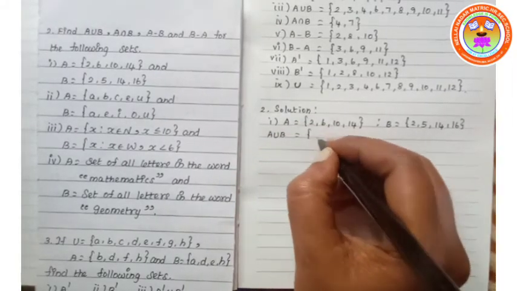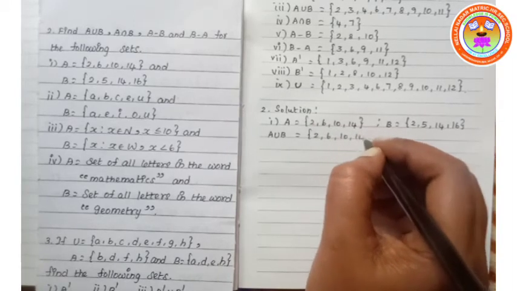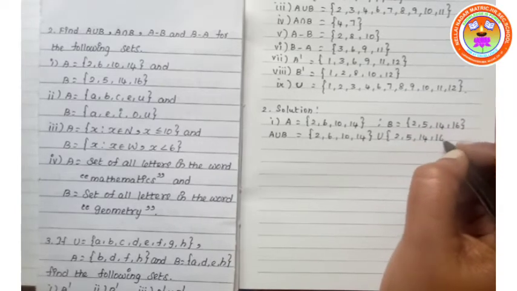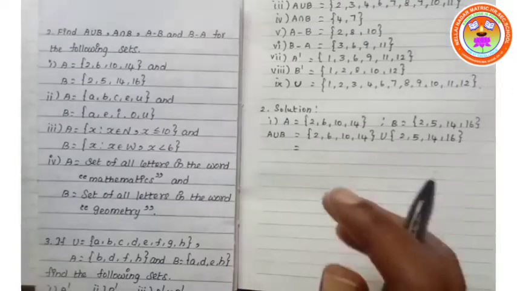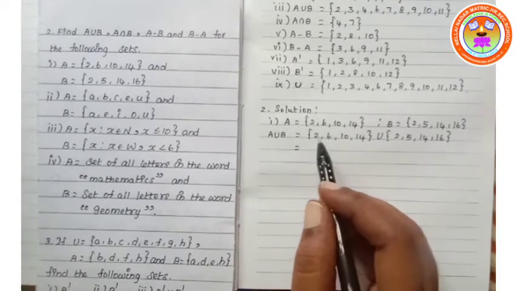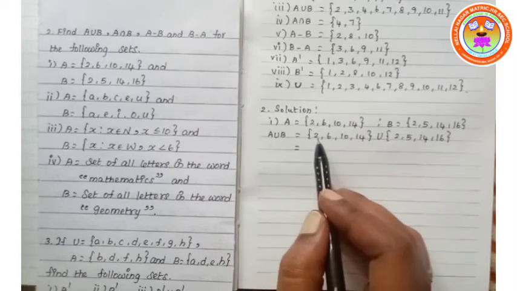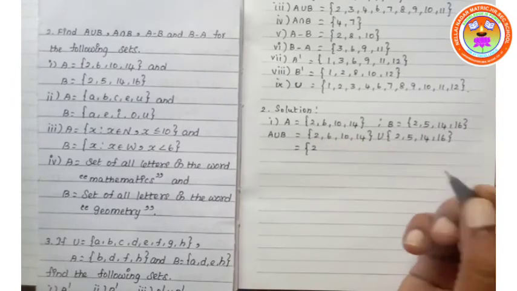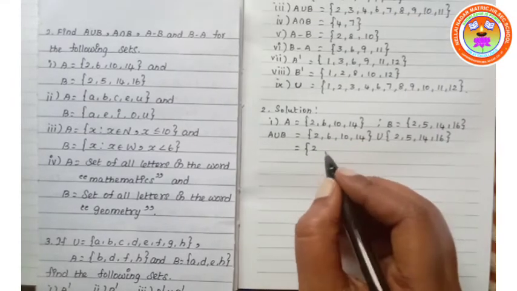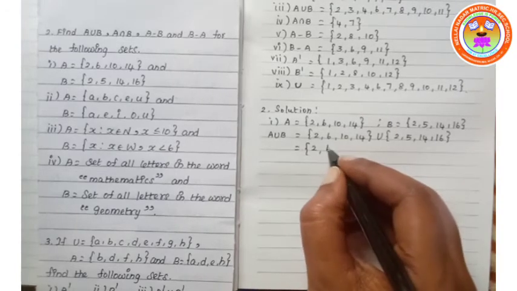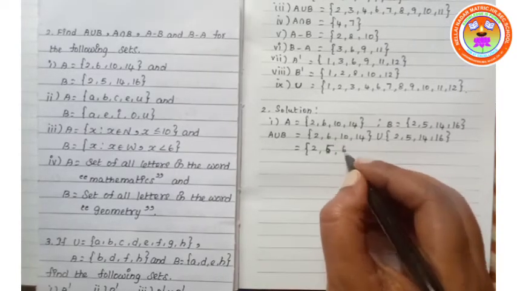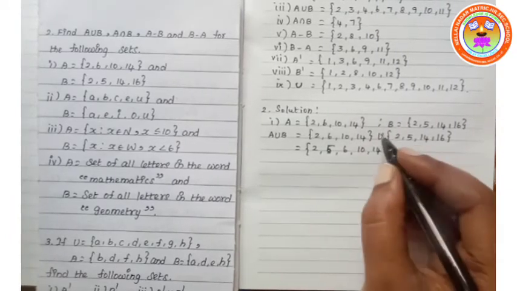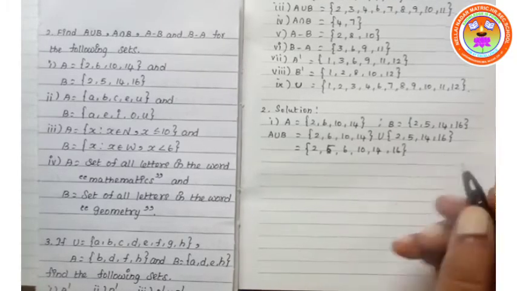A union B means the set 2, 6, 10, 14 joined to the set B 2, 5, 14, 16. So, you have to write all the elements in both sets, and if any element is common, you have to write it only once. See here, 2 is common, 14 is common. So you write 2 once, then 14 also once. Remaining are 6, and here also 5. So arrange in ascending order: 2, 5, 6, then 10, then 14 written one time, then here 16. So this is A union B.